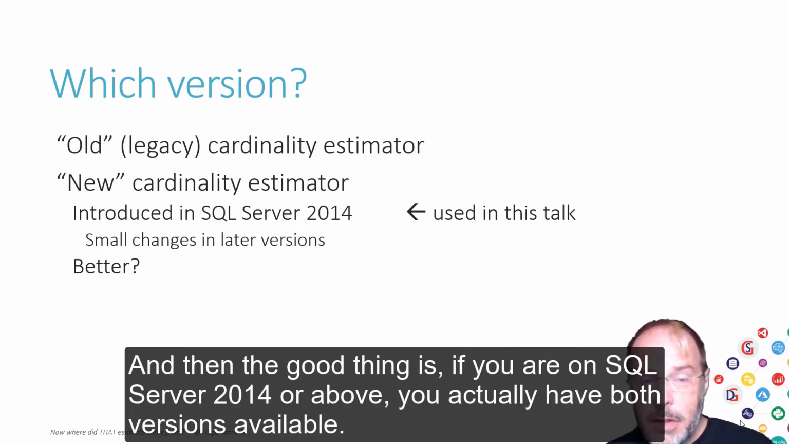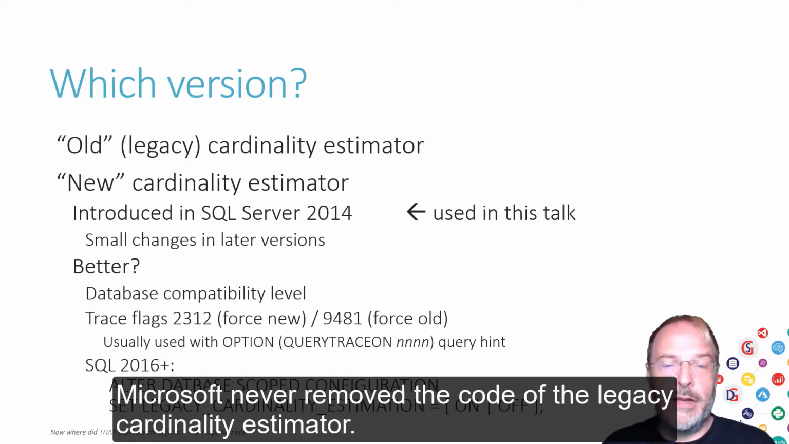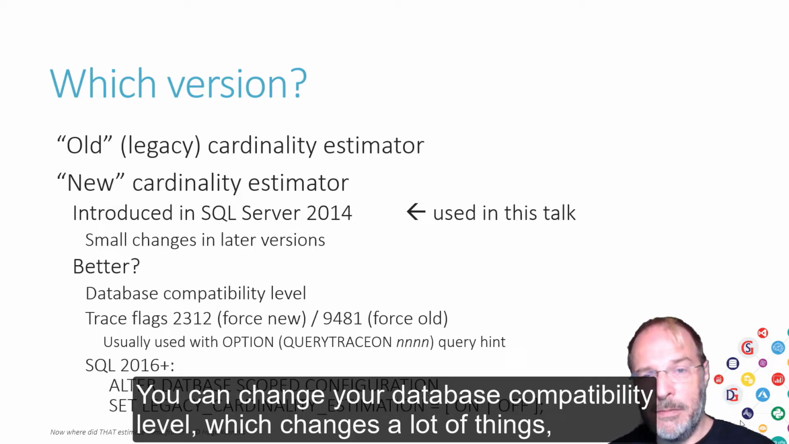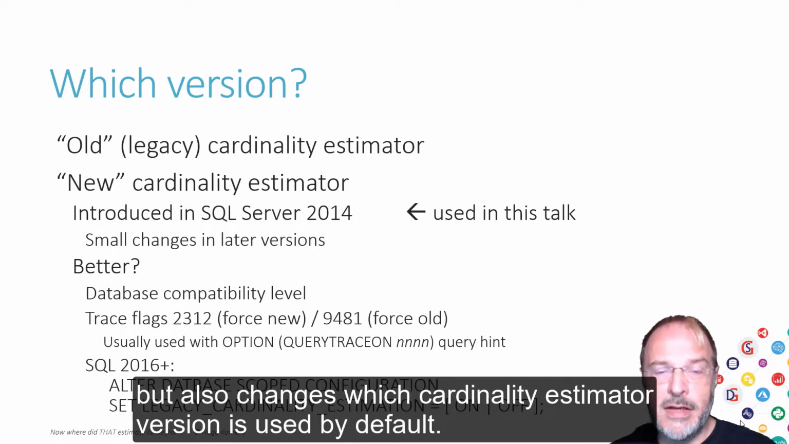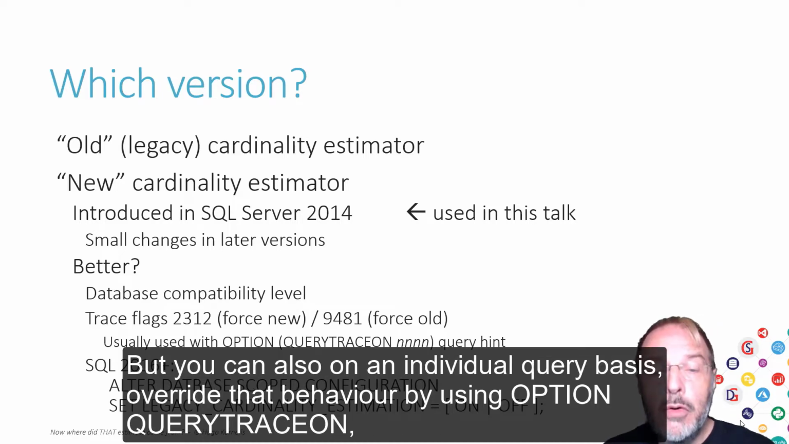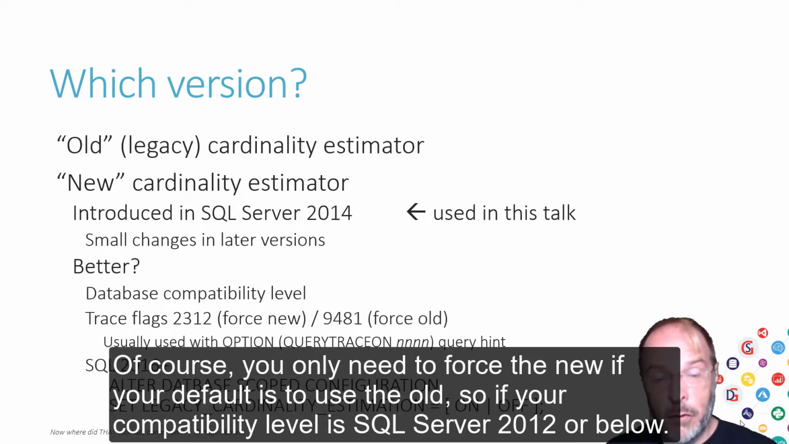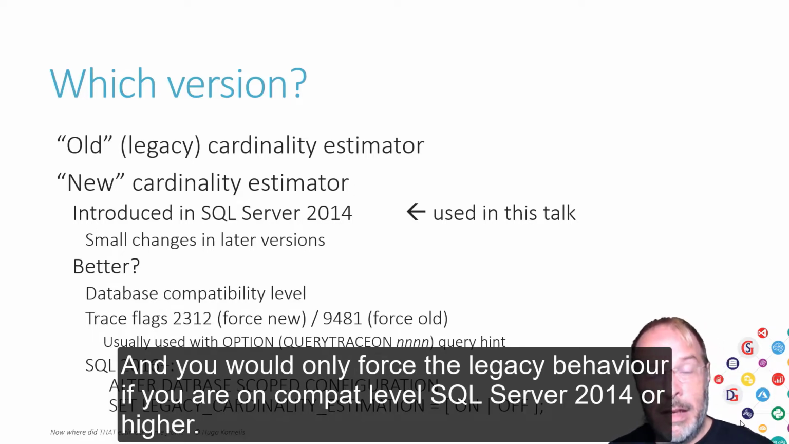And then the good thing is, if you are on SQL Server 2014 or above, you actually have both versions available. Microsoft never removed the code of the legacy cardinality estimator. It is still there. And that means if you are on SQL Server 2014 or above, you have your choice. You can change your database compatibility level, which changes a lot of things, but also changes which cardinality estimator version is used by default. But you can also, on an individual query basis, override that behavior by using OPTION (QUERYTRACEON 2312 or 9481) to force the new or force the old cardinality estimator. Of course, you only need to force the new if your default is to use the old, so if your compatibility level is SQL Server 2012 or below, and you would only force the legacy behavior if you are on compat level SQL Server 2014 or higher.